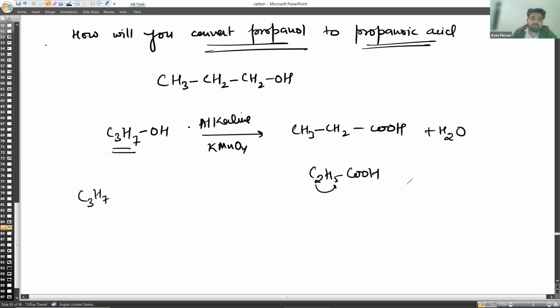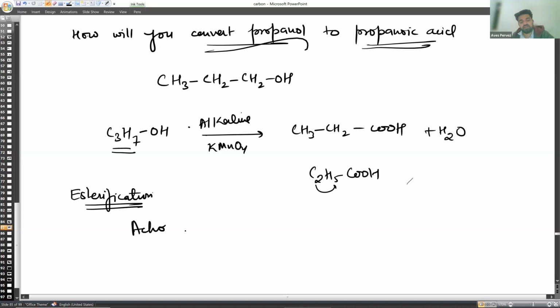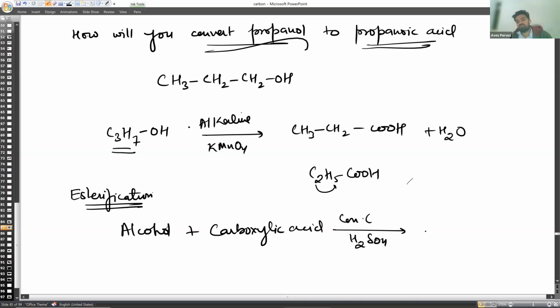The next property of alcohol is esterification. So what is the esterification reaction? When alcohol reacts with carboxylic acid, it gives a sweet smelling substance in the presence of concentrated H2SO4. It will give ester plus water.